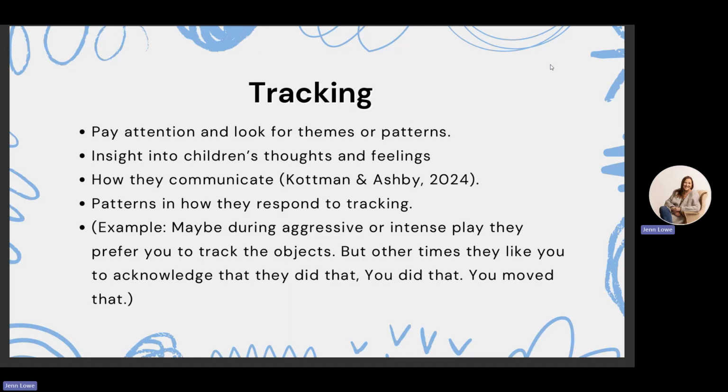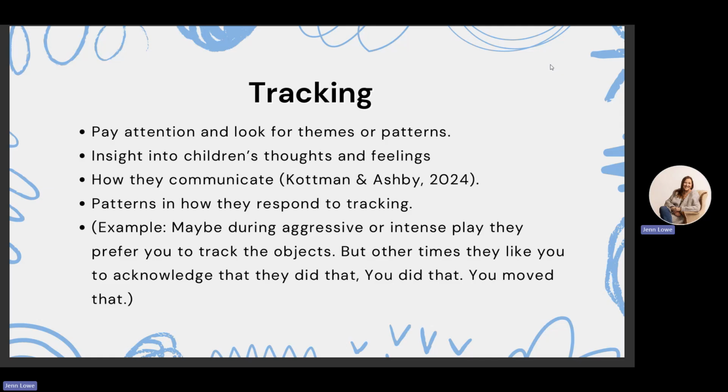Tracking: pay attention and look for themes or patterns. It will give you insight into the children's thoughts and feelings. It shows you how they communicate. Look for patterns in how they respond to tracking.